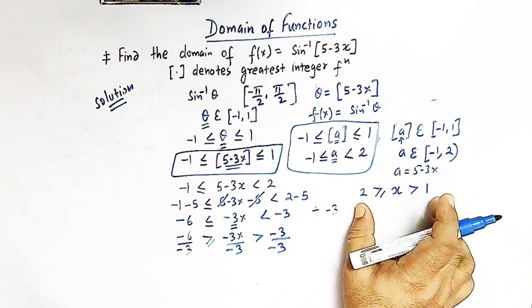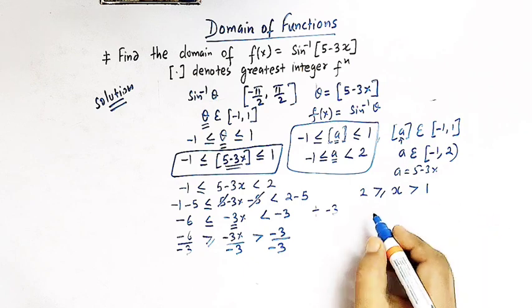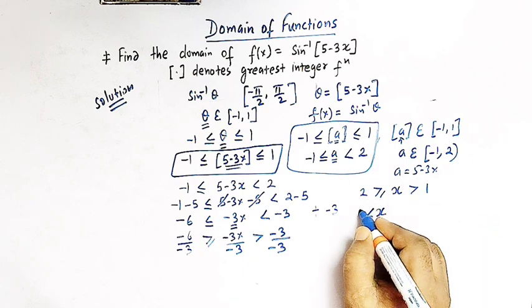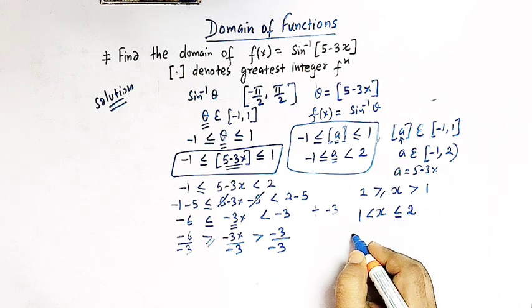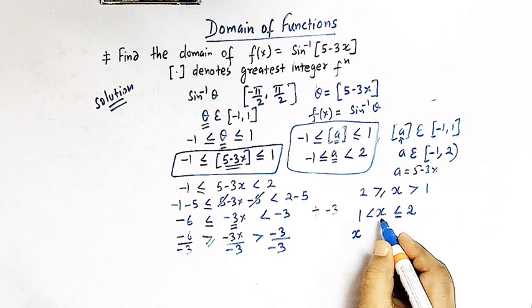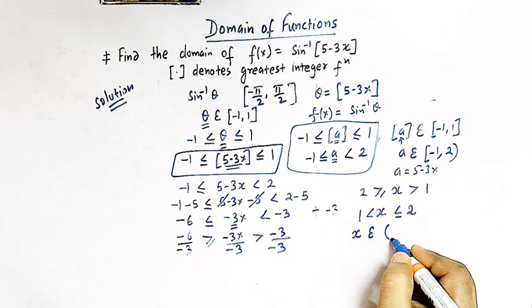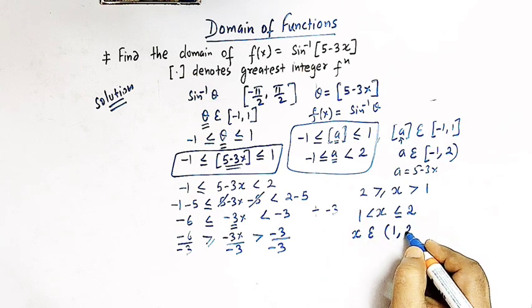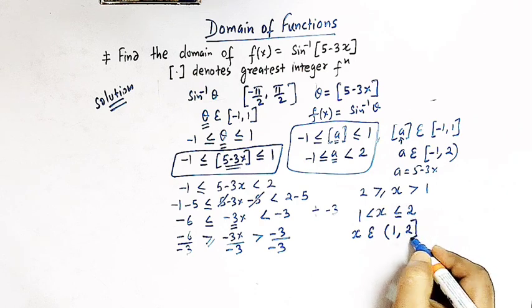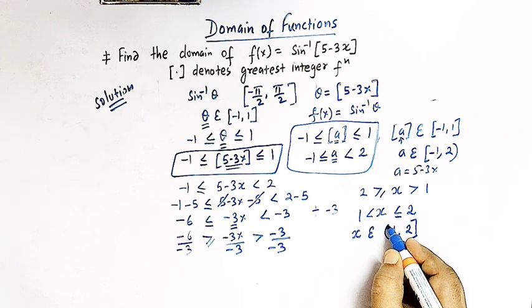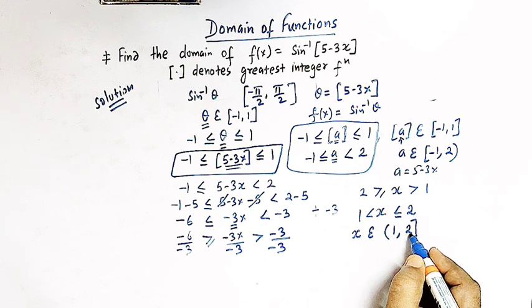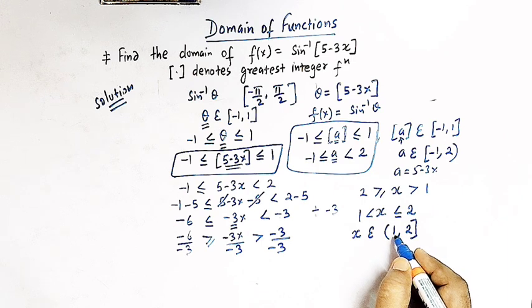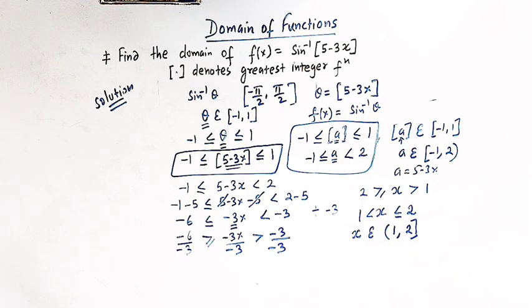So we can now write this inequality as x greater than 1 and less than or equal to 2, or in other words we can say x belongs to this interval, that is 1, and here we have 2, and this is closed, right? So this is open from this end, that is 1, and closed from this end where we have 2. So here 2 is included and 1 is not included.